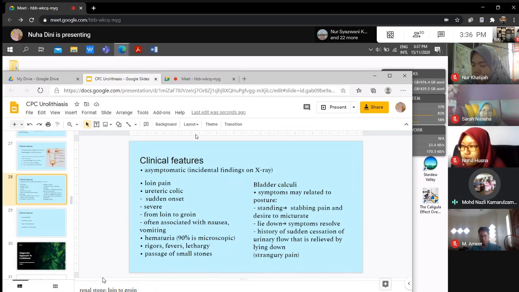So all of this is classical. If you use a journal or the internet as a reference, I think you may not use all these terms because they're not common. Like strangury is not common in bladder stone, but it is a classical presentation.